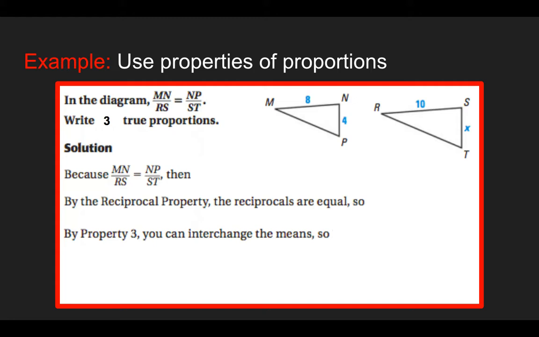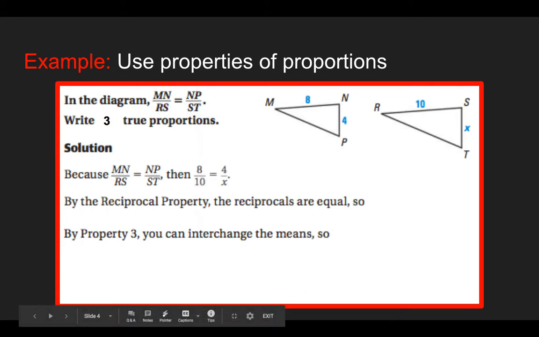In the diagram, side MN over RS is equal to side NP over ST. We're going to write 3 true proportions. The first one is easy. We're just going to replace the names of the sides with how long they are. So MN is 8, RS is 10. So the first part of that fraction would be 8 over 10. NP is 4, ST is X. And so my proportion looks like 8 over 10 is equal to 4 over X.